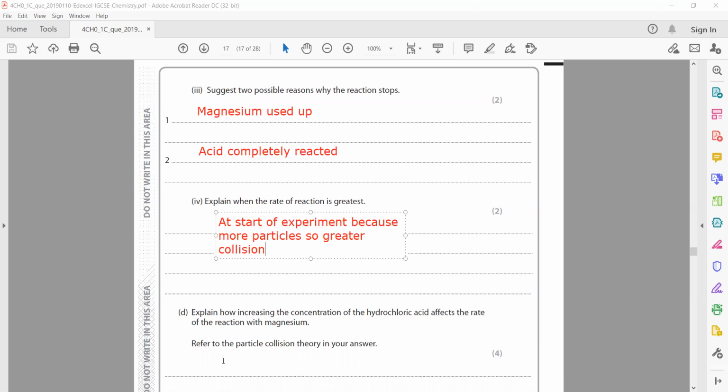Explain how increasing the concentration of hydrochloric acid affects the rate of reaction with magnesium. So when we increase the concentration, increasing the concentration will have more particles in unit volume, increasing the number of collisions, which increases the rate of this reaction.